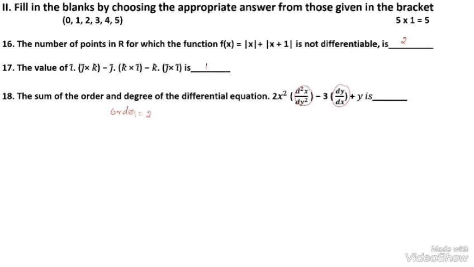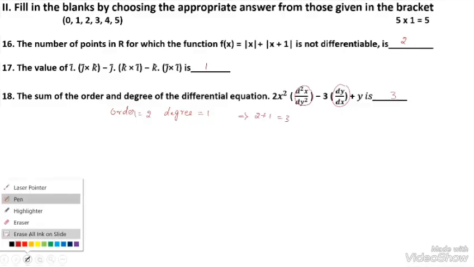We have to check the degree for whichever one is the highest order. The power of the highest order derivative will be the degree. Here the power of this second order derivative is 1. Therefore, degree is 1. They have given the sum of the order and degree, so we have to add these two. 2 plus 1 is 3. The answer will be 3. Let's move on to the next problem.